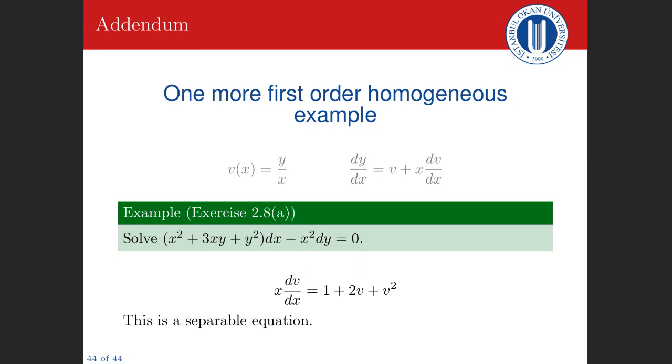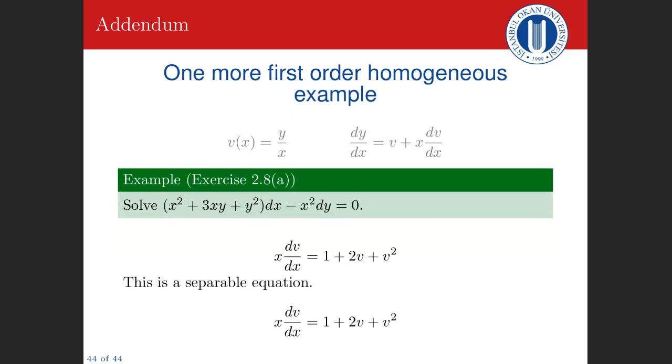This is a separable equation, and you know how to solve separable equations. What we do is we rearrange the equation so that all of the v terms are on the left and all of the x terms are on the right. There we are. dv divided by 1 plus 2v plus v squared is equal to dx divided by x. Because all the v terms are on the left and all of the x terms on the right, it's okay to integrate this equation.